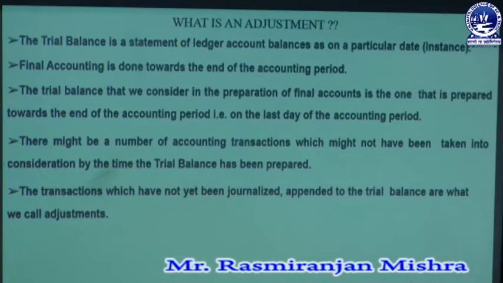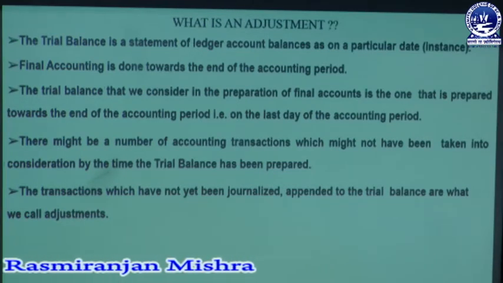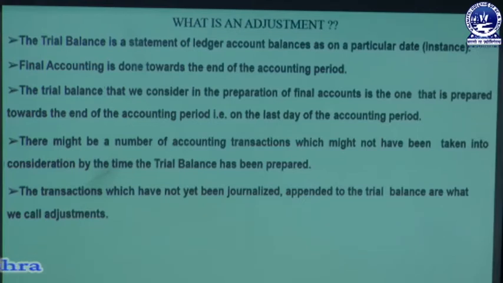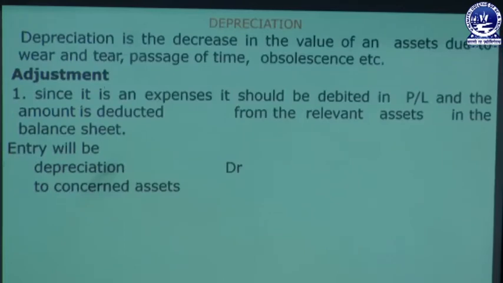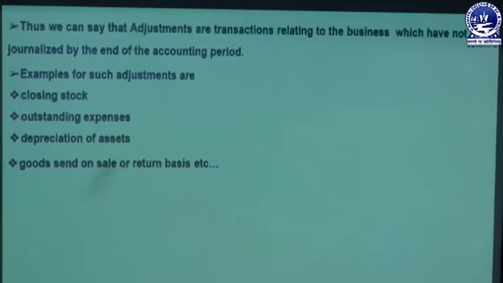The items which call for necessary adjustment are called adjustment items, and we will consider them one by one. We can say that adjustments are the transactions relating to the business which have not been journalized by the end of the accounting period. That means the items are already incurred during the period, but we have not considered them. For example, adjustments relating to closing stock, outstanding expenses, depreciation, or goods sent on sale or return basis, etc.